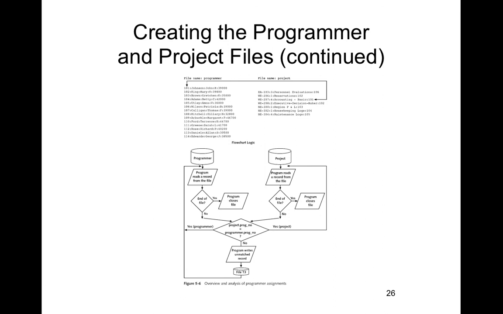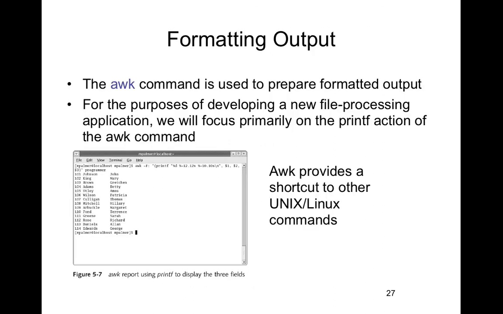And then you look at the structure in terms of the flow. What file is going to lead to what other file, and what file you're going to update. And then we output the format. We format the output of the file. So here's the AWK command. It's used to prepare the formatted output. So AWK can work with a script.